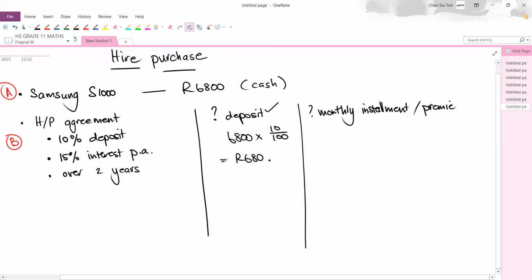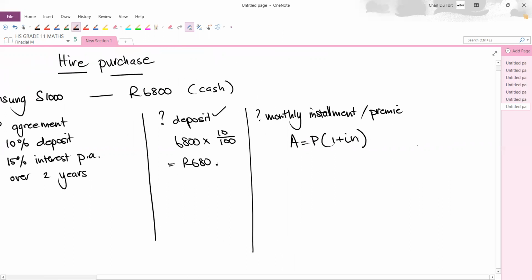Now, very important. Hire purchase is a simple interest calculation. It's that formula. Hire purchase is always simple interest. They don't even have to tell you that. Very important, the starting amount, P, is the amount that you owe them the minute you walk out of that shop. Now, the phone was 6,800 Rand, but you paid a deposit of 680. So the minute you walk out of that shop, you still owe them 6,120 Rand.